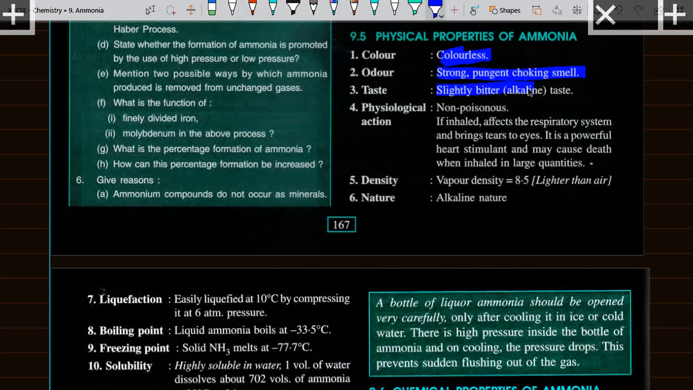Taste is slightly bitter. Who tastes public toilets? I don't know. Who does that? Public toilet में जाके लोग ऐसे क्यों करेंगे?